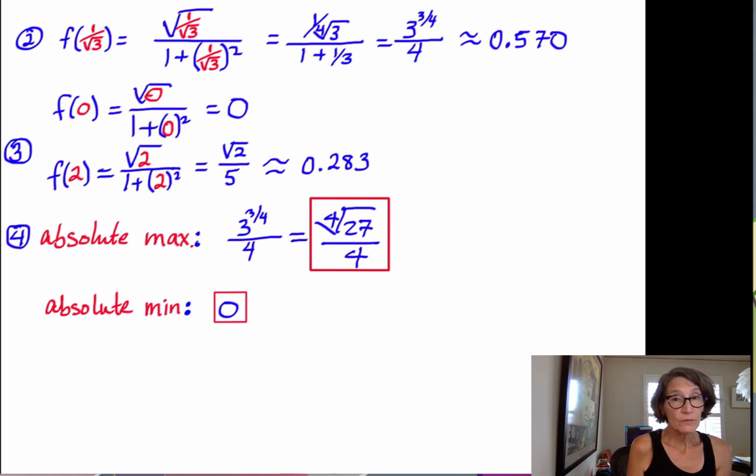So that's it. We look for critical numbers, plug those into the function, and then plug in the endpoints into the function, and then we just compare. We pick out the smallest and the largest. That's it for extreme values, and in the next video we'll talk about the mean value theorem and Rolle's theorem.